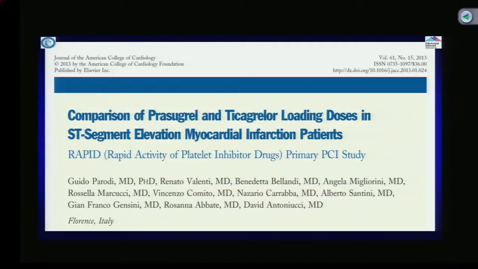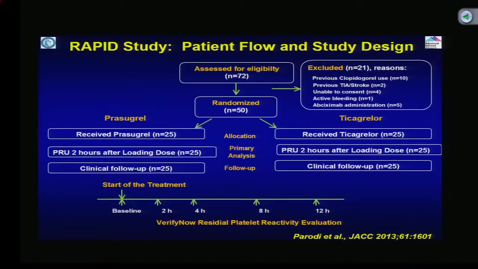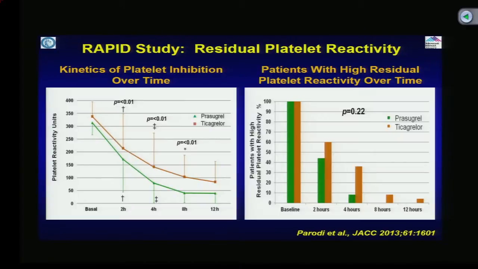The second, which was just published a few weeks ago, is again a comparison of prasugrel and ticagrelor loading dose. This is the 50-patient study, the same concept which I showed earlier, and it duplicated the same finding. The 2 to 4 hours is the time for efficacy or full inhibition of these agents. In this study, prasugrel was slightly better than ticagrelor, and you can see here that after 6 hours, the full inhibition takes place. But the key is 2 to 4 hours.